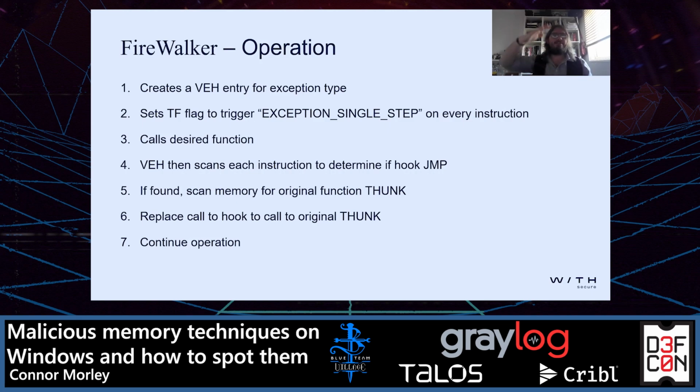So it scans: you create a VEH, you trigger it to make these exceptions on each subsequent command, you then run the process you want, and you check to see whether it does a hook jump. And if it does, you then scan to see whether it's duplicated. And if it is, you just jump around it and avoid the EDR telemetry acquisition altogether. And then after that, you can just remove the VEH, reset the TF flag, and continue your operation.